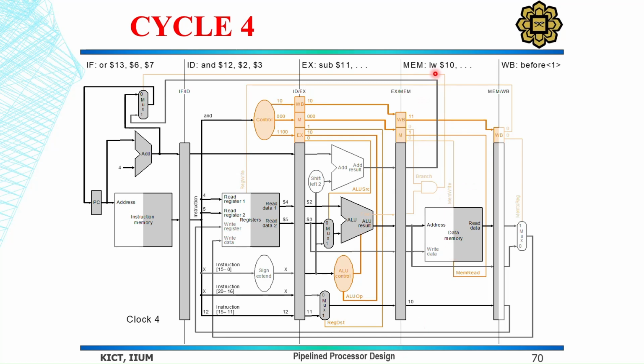For example, for this instruction, when it reaches this stage, it has its respective control signals which are relevant to the memory. Then the write back control signals are passed to the next stage by using this control signal portion of this pipeline register. So all those we have already explained.